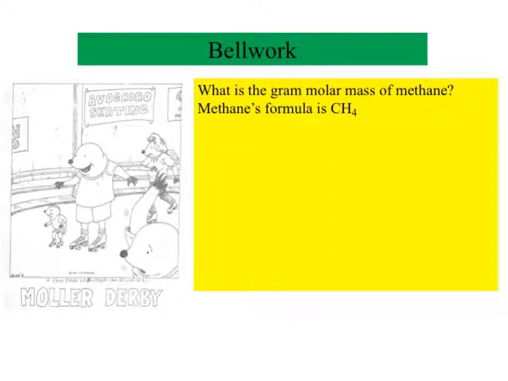The bell work today is calculating molar mass, and we are trying to find the molar mass of methane. Methane's formula is CH4, so I'm going to write out the elements C and H. I need to find the molar mass from the periodic table for these elements. Carbon's molar mass is 12.0, and hydrogen's is 1.0. Then I need to find out how many atoms there are of each element.